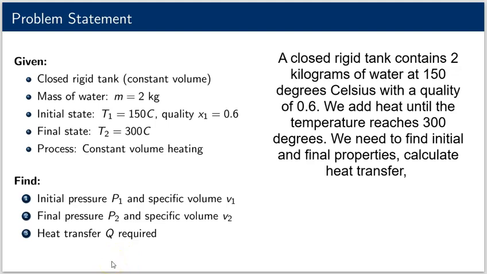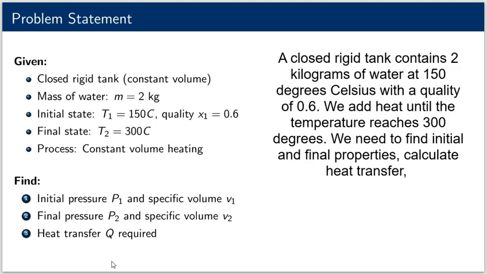Today I am going to solve a complete rigid tank problem using steam table. Here is the problem statement. A closed rigid tank contains 2 kg of water at 150 degrees Celsius with a quality of 0.6. We add heat until the temperature reaches 300 degrees. We need to find initial and final properties. Calculate heat transfer.